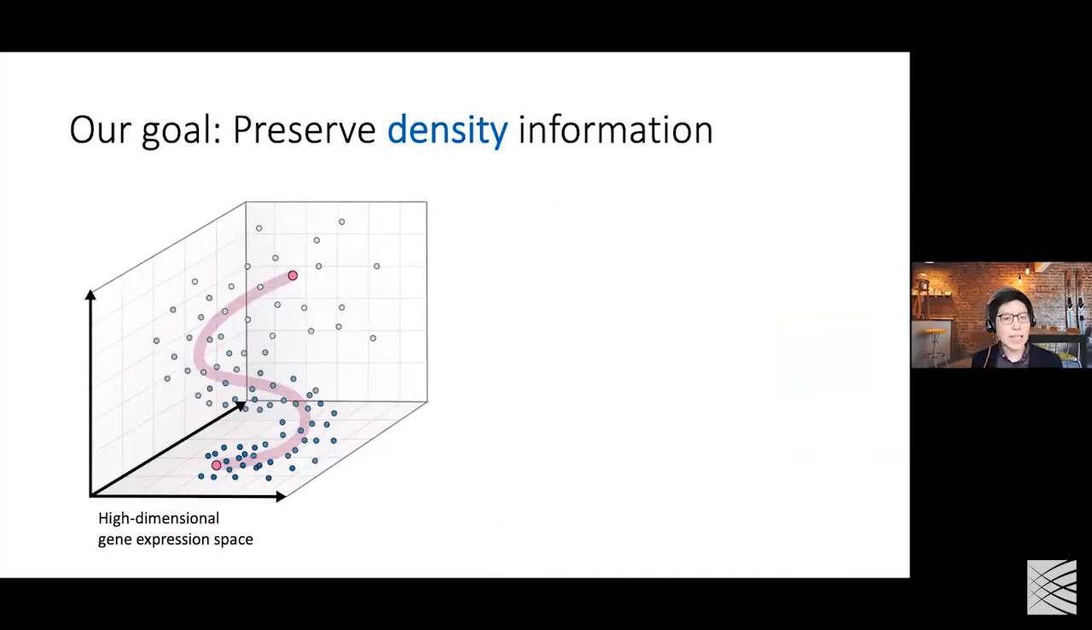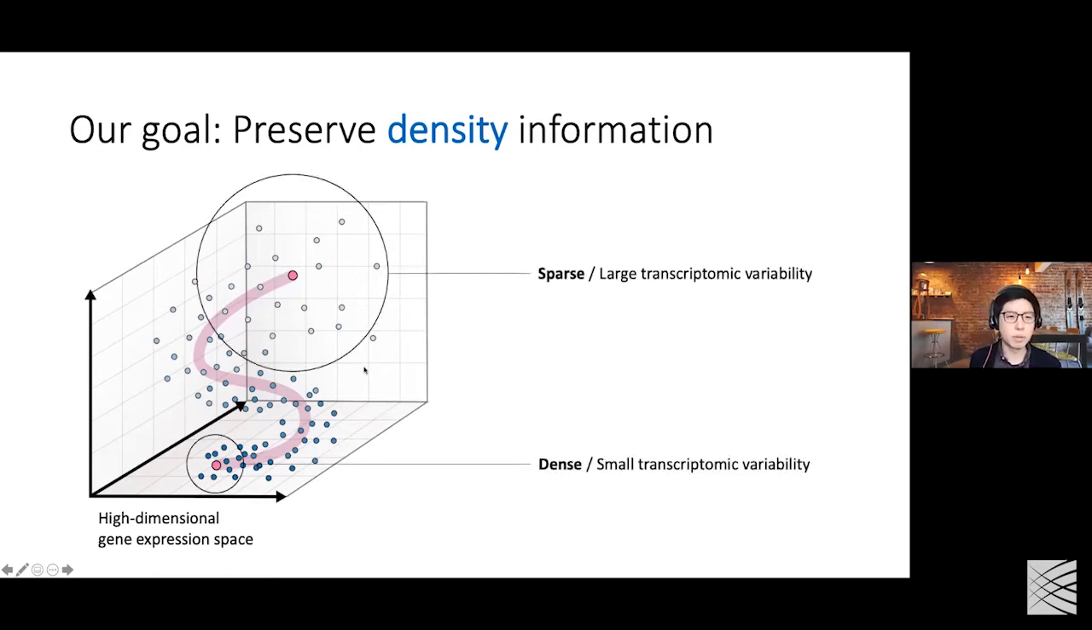A particular aspect of transcriptomic landscapes that we focus on in this work is that of spatial density. So if we imagine a complex gene expression structure in high dimensional space, there will be regions that are densely populated, and there will also be regions that are more spread out and sparsely sampled from. And biologically speaking, these differences in density could reflect differences in transcriptomic variability, where the sparse regions correspond to highly variable cellular states, and the dense regions represent more tightly regulated ones.